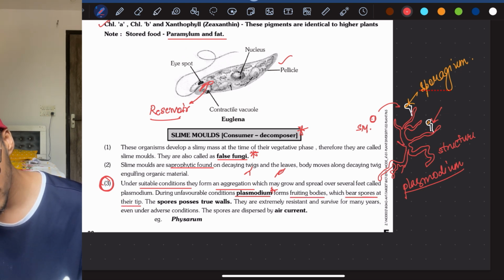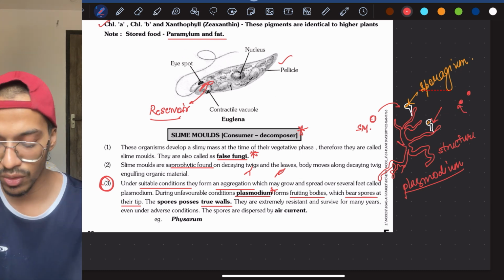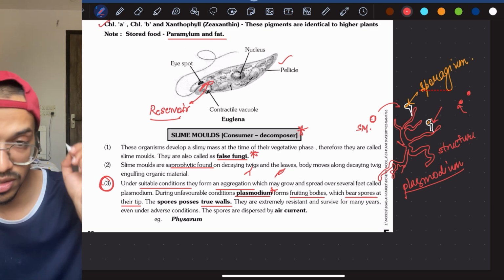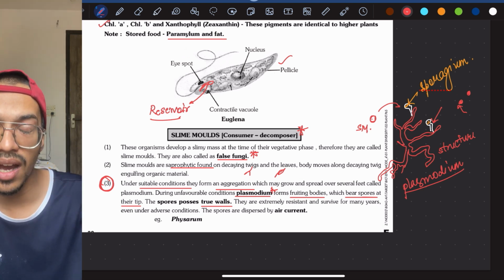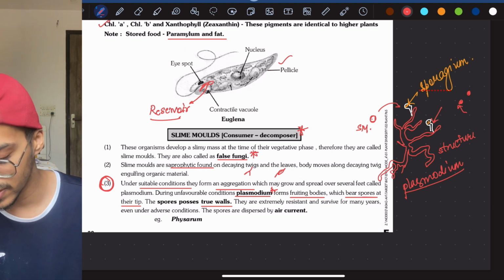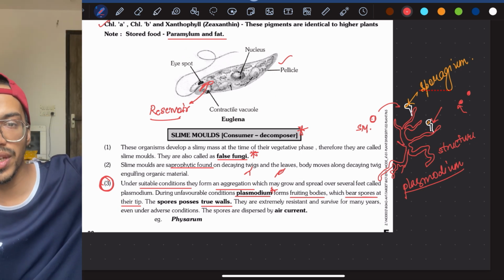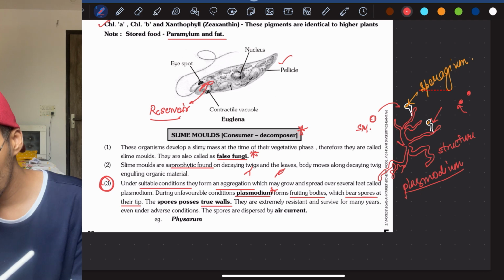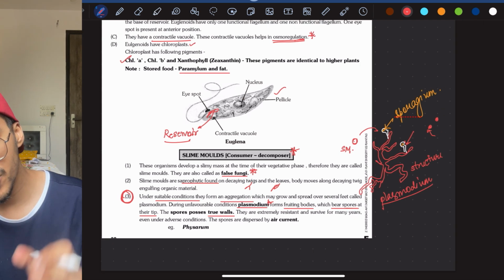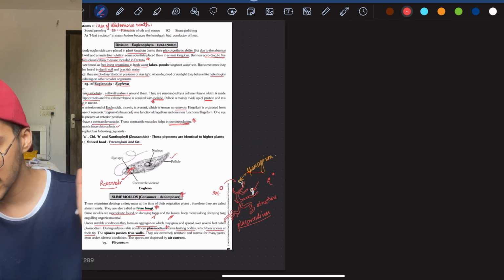The spores have a true cell wall, means the spores present inside it, which will come out, have a proper cell wall. They are extremely resistant to any harsh condition and survive up to years. Under any adverse conditions, once they burst, with the help of air they will go and form new ones. Physarum is an example given, which is not given in NCERT. So if you don't remember, that's also okay.